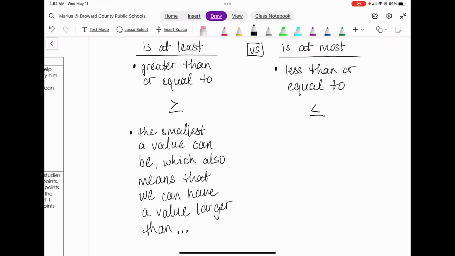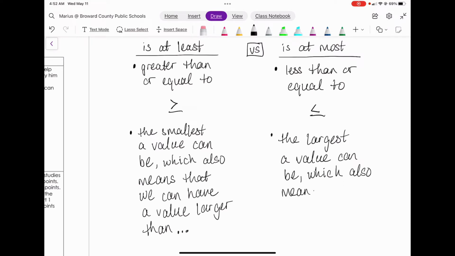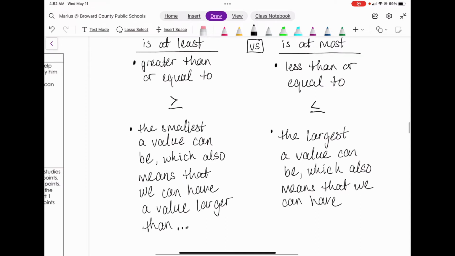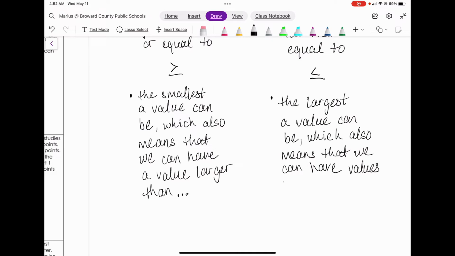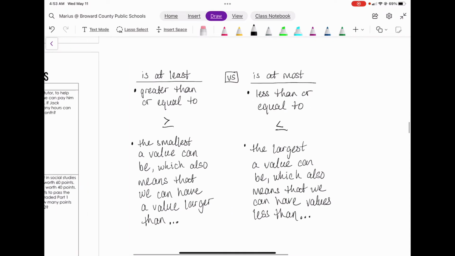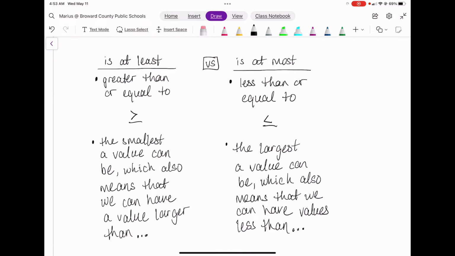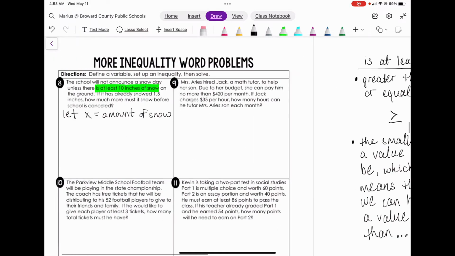Okay? Now, is at most obviously means the opposite. It's the largest something can be, which also means that you can have values smaller. Okay? So let me write that down. The largest a value can be, which also means that we can have values less than. Okay? So I just want to go over that because these are two things that everybody, children and adults, get confused and make mistakes on. Is at least and is at most. Okay? So let's go back to our problem now.